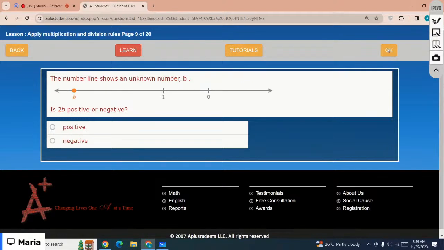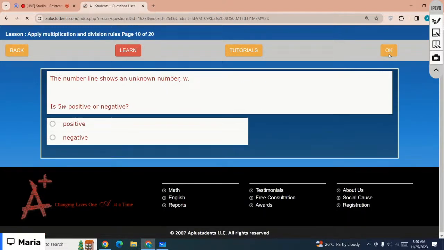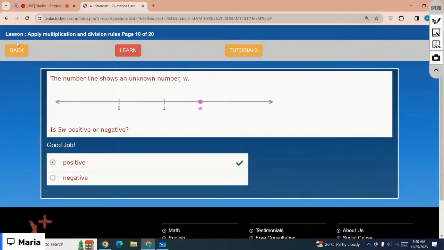The number line shows an unknown number b. Is 2b positive or negative? Yes, very good. It is a negative number. Okay, the number line shows an unknown number w. Is 5w positive or negative? It is positive, right? Okay, you can complete the lesson by yourself later today.